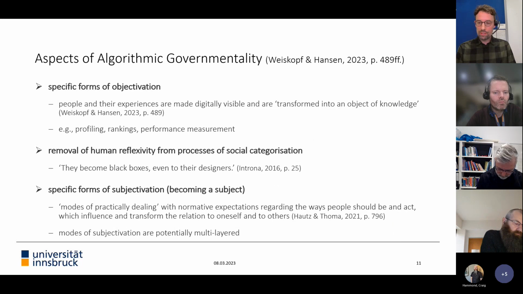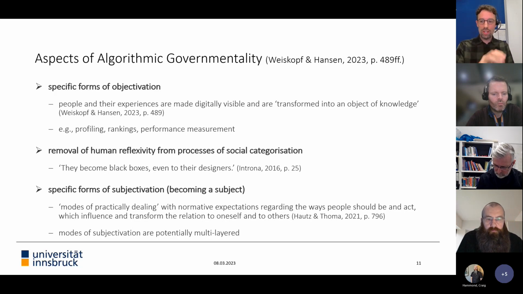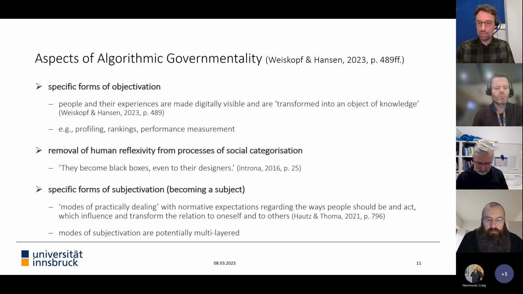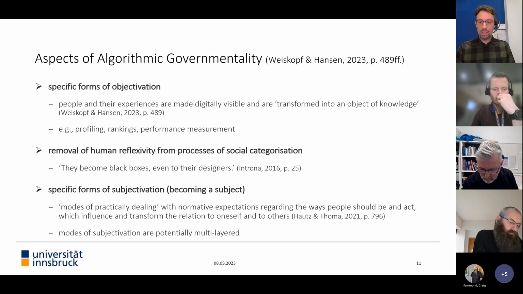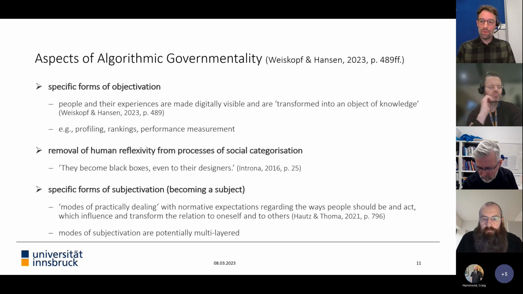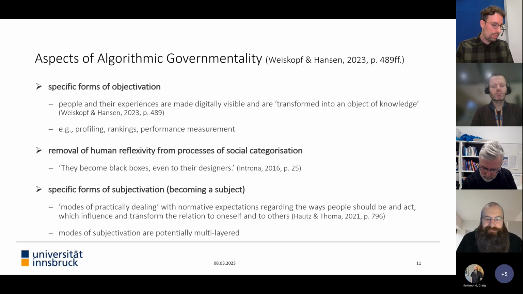As mentioned, Weisskopf and Hansen, through scholars in organizational research, describe three central aspects of algorithmic governmentality, which is quite interesting. And the focus of our study is on the third aspect, on specific forms of subjectivation. But all three of these aspects for sure are interrelated and influence each other. So I just briefly explain these three aspects. The first one is specific forms of objectivation. And objectivation is the process by which people and their experiences are transformed digitally into an object of knowledge.